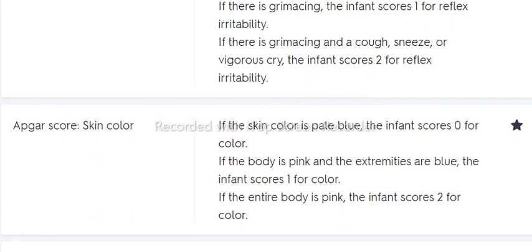Apgar score, skin color. If the skin color is pale blue, the infant scores 0 for color. If the body is pink and the extremities are blue, the infant scores 1 for color. If the entire body is pink, the infant scores 2 for color.